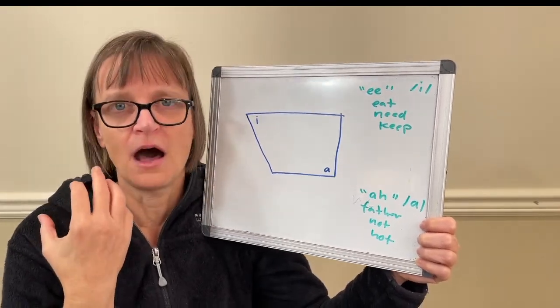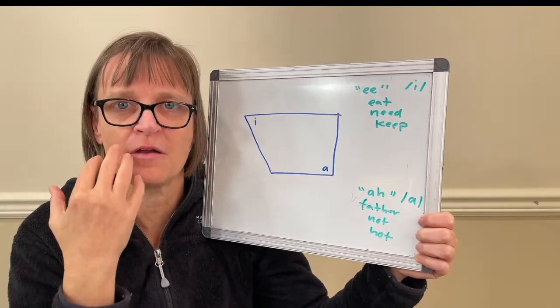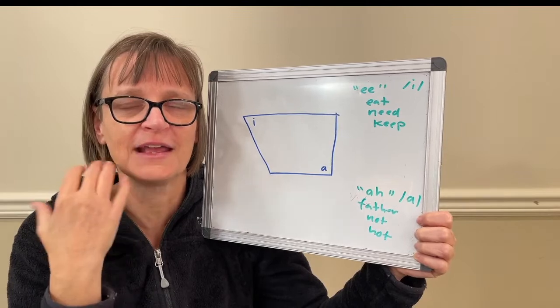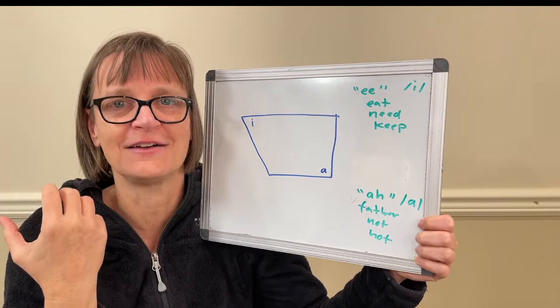When I say ah, there's a lot more space in my mouth. My tongue is down, ah, there's air resonating. Basically my whole mouth can make that sound, which is why ah sounds like ah.